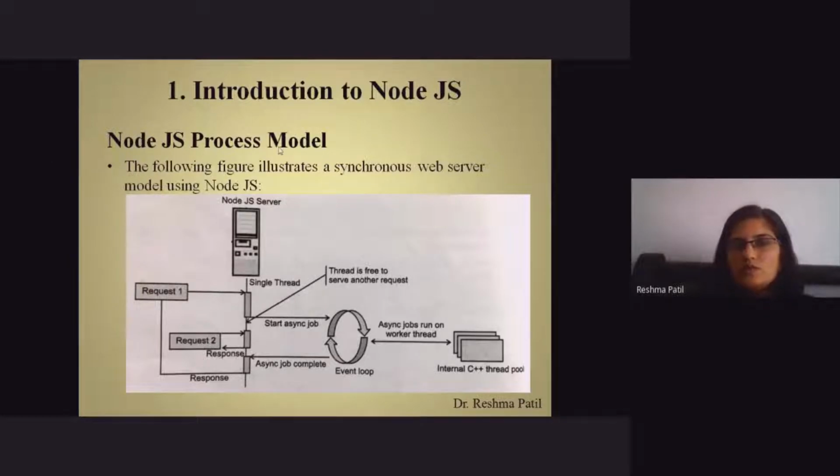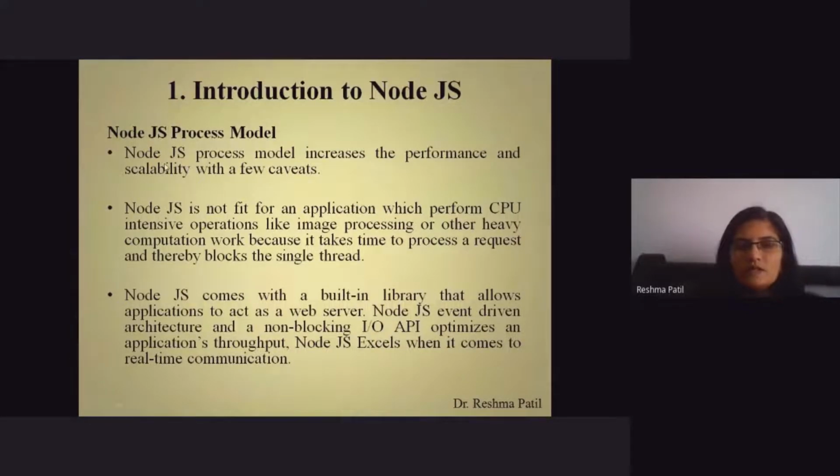So, understood the Node.js process model and the traditional web server model. In the traditional model, for every request a separate thread is there for execution. And in Node.js, a single thread is there for execution of all requests. Because of that single thread, the Node.js process model increases performance and scalability, with few caveats, because there is no blocking. So simultaneously we are executing a number of processes, so the result will be more. That's why it increases the performance.